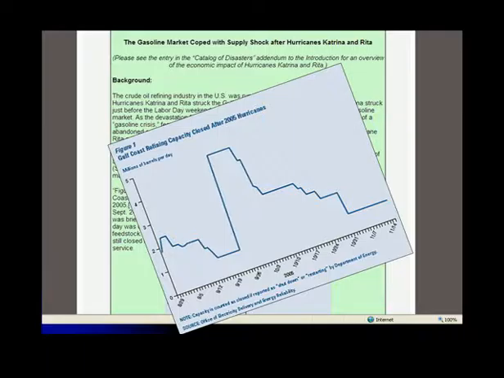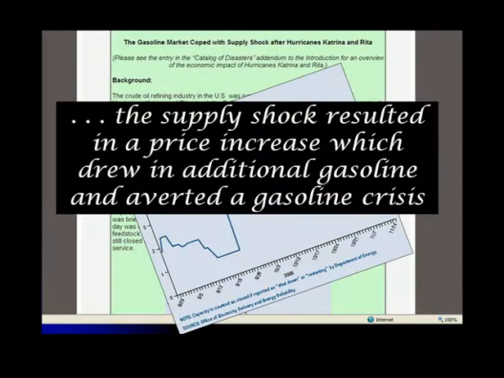While there were some other interesting factors involved that are more appropriate to lesson three on government's role in disasters, the short version of that post-Katrina gasoline market case study is that the supply shock resulted in a price increase, which drew in additional gasoline and averted a gasoline crisis.